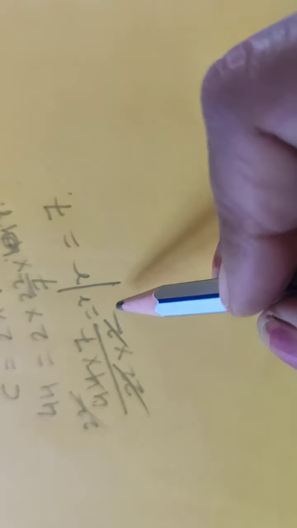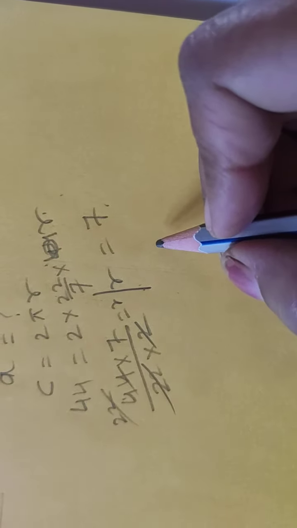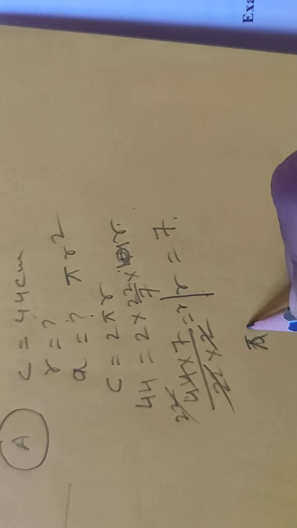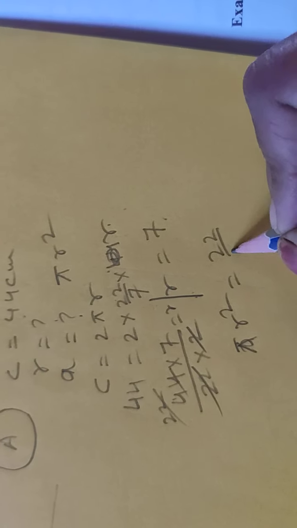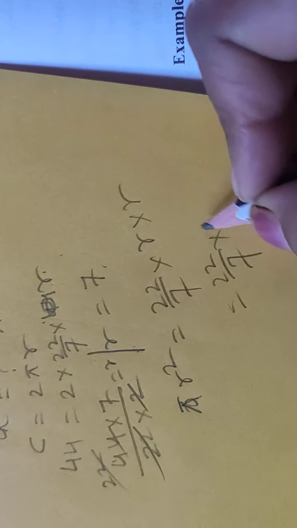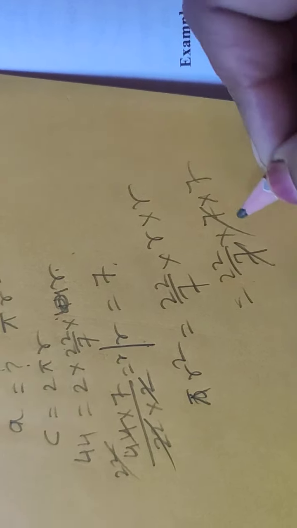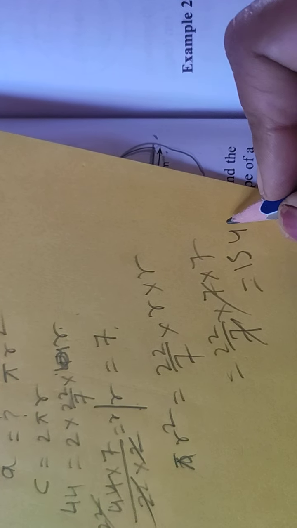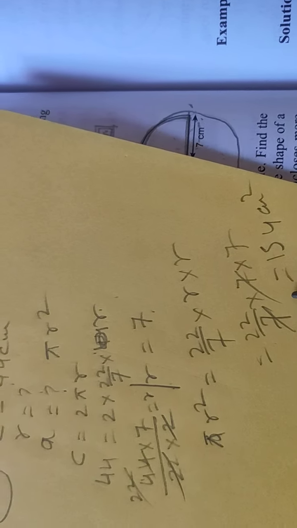Now, once you have got the value of r, you can easily find out the area. They have told you to find out the area. Now the area formula is pi r square. So pi r square will be 22 by 7 into r into r, 22 by 7 into 7 into 7. Cancel this. You will be getting 7 times 22, that is 154 centimeter square. So you have found out the area, you have found out the radius.